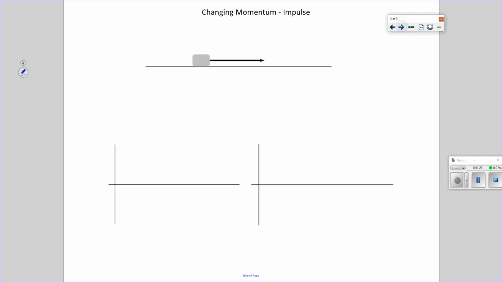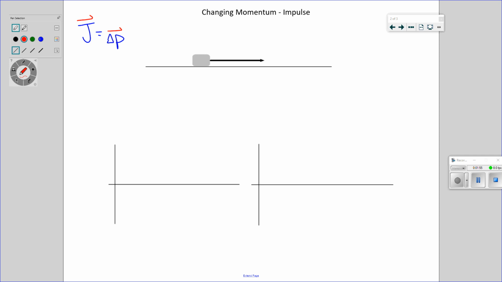So an object can have momentum, and changing an object's momentum requires something. The fact that momentum changes is called impulse. We use the variable J to mean the change in momentum. That's also a vector because momentum is a vector, and therefore a change in momentum is a vector.